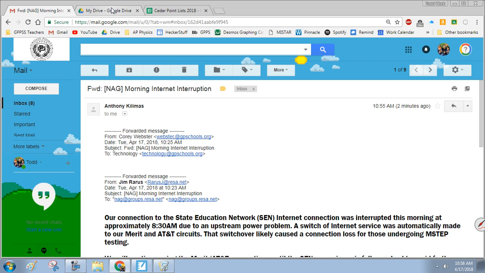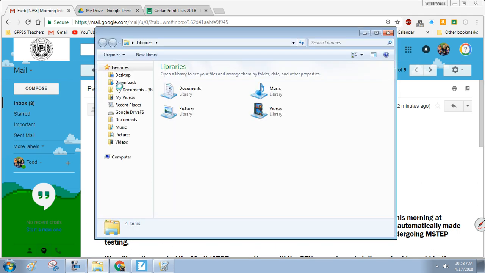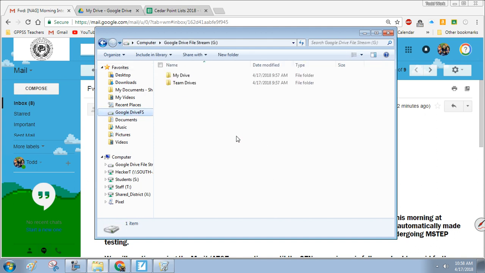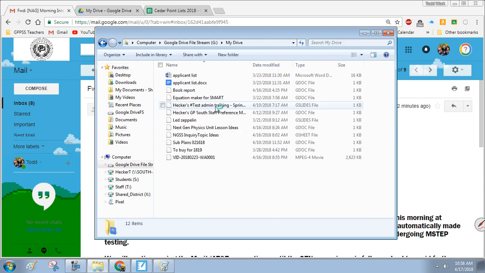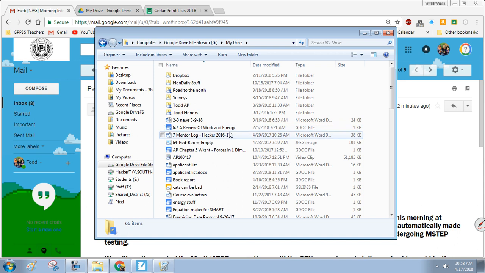So just out of curiosity, Corey asked me the same thing. You guys are telling me that I can open files straight through FileStream? Doesn't it just open it in Chrome though? No, that's the beauty of FileStream.